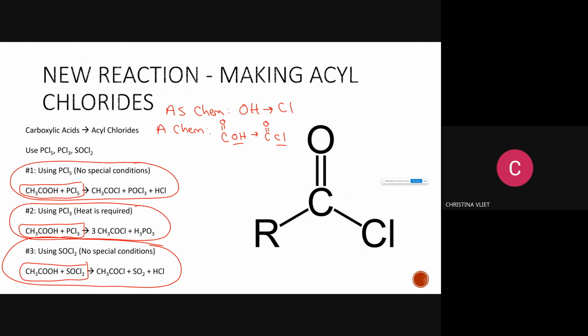PCl5 and SOCl2 have no special conditions, but if you chose PCl3, these would be required. So you could put the little triangle there. And remember I said that if you're trying to pass, you give the major organic compound. If you want an A level, you can go ahead and memorize the byproducts as well. Some of the byproducts are easy to remember, some of them are difficult to remember.